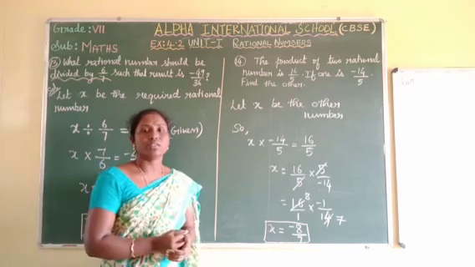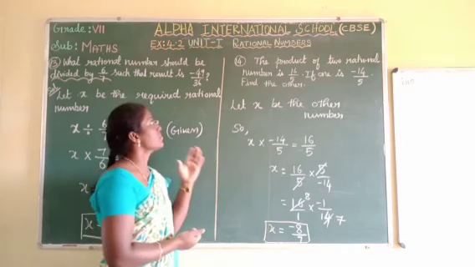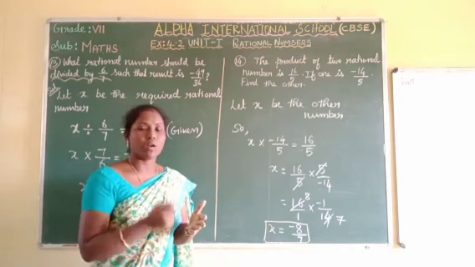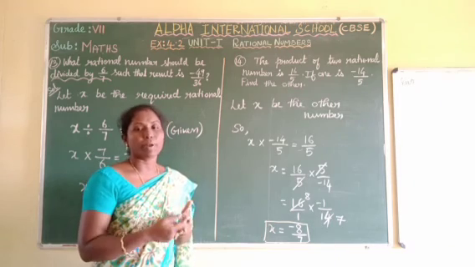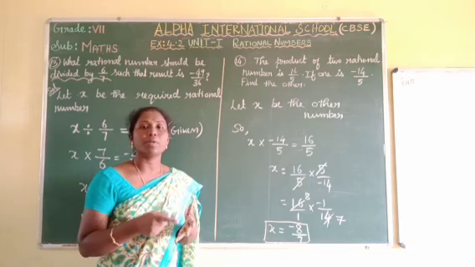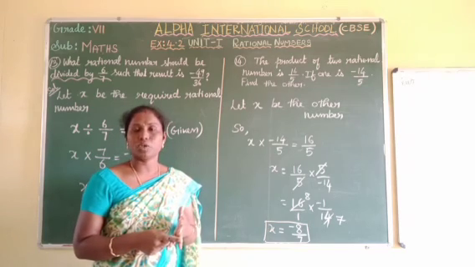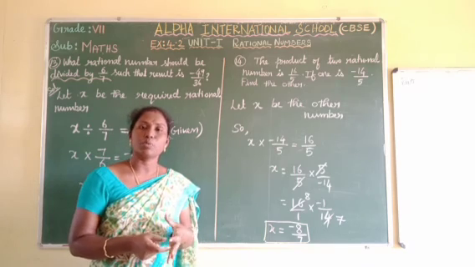Okay children, in our previous classes we started with rational numbers and defined what a rational number is and how to do addition and subtraction of rational numbers. Today in this class we discussed how to multiply and divide rational numbers. So you have to go through all the rules and do your assignment problems also.